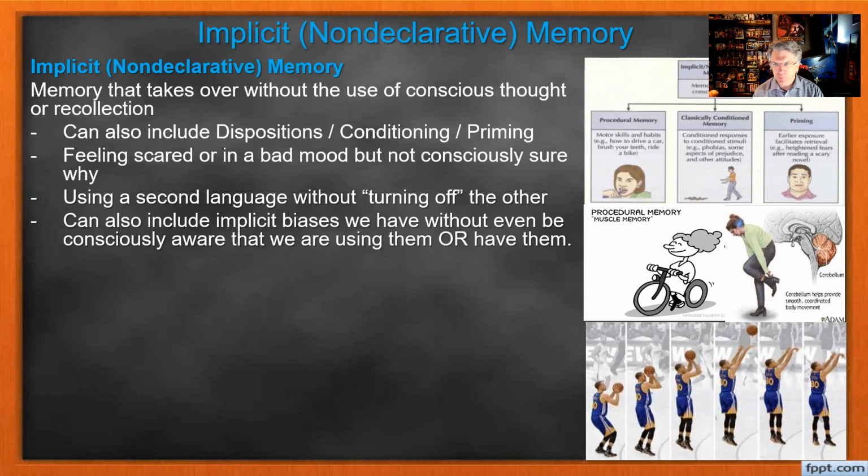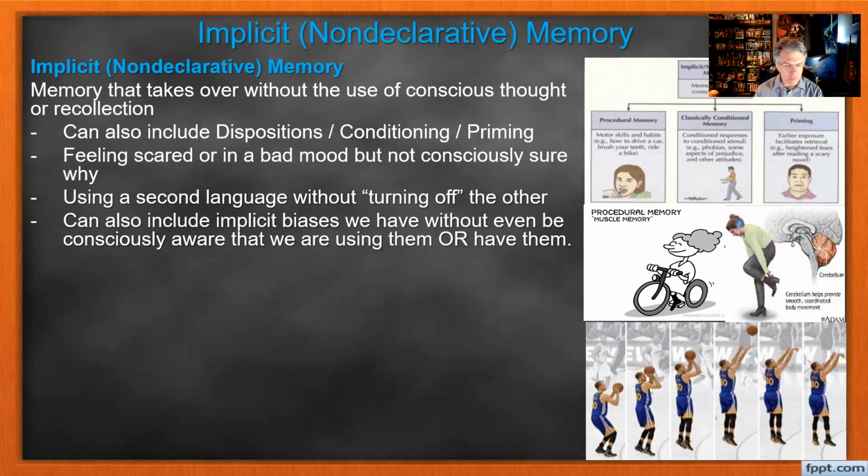They can include moods that we're in. They can include conditioning. They can include priming and all these things. The reason that we're suddenly feeling scared in a situation, the reason we're in a bad mood and we don't know why we're in a bad mood. When you're using a second language, you don't turn off the first language, but you just immediately pick that stuff up. Now, many of us who speak English and have been speaking it since we were young kids, we don't remember learning to speak English. We don't remember learning how to walk. We can just do it. And these are non-declarative memories. But this can also include implicit biases that we have with or even without being consciously aware of them.